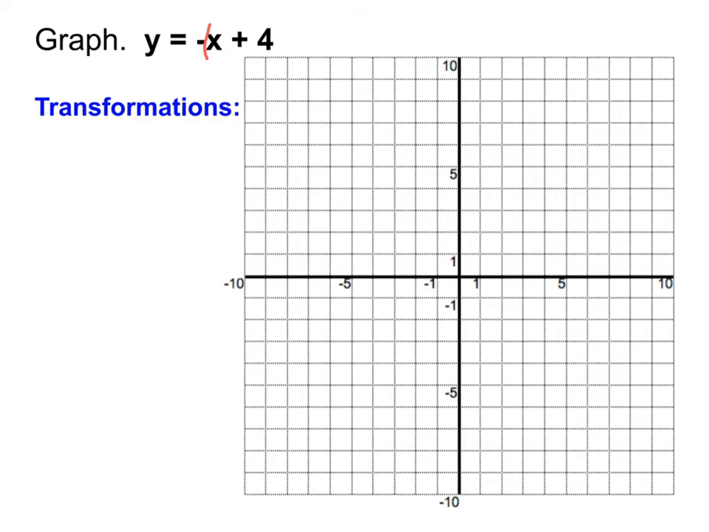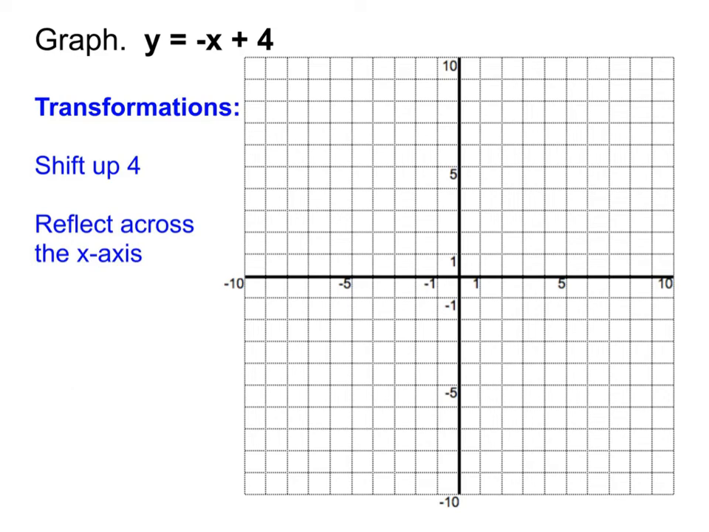If I did have parentheses, then it would be moving it left or right, specifically left in that kind of a case. But we don't have those parentheses. Because we don't have those parentheses, that means that plus 4 is outside the parentheses, just hanging on the end. That means it's moving it up or down. So the plus 4 is going to shift the graph up 4. And of course, the negative reflects it across the x-axis.